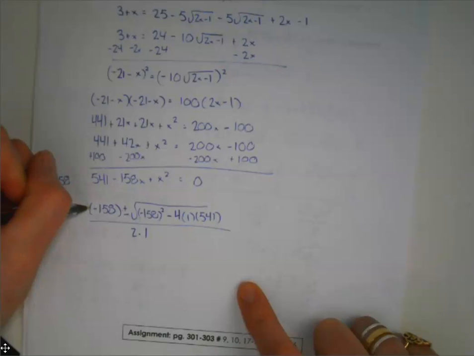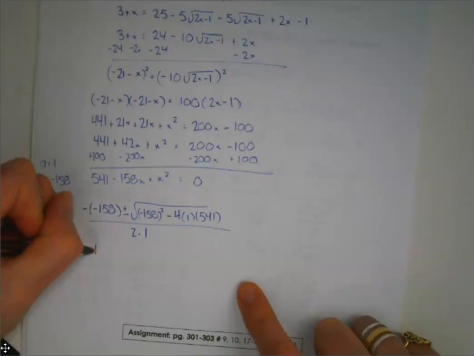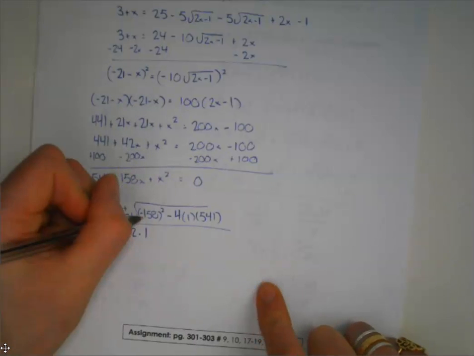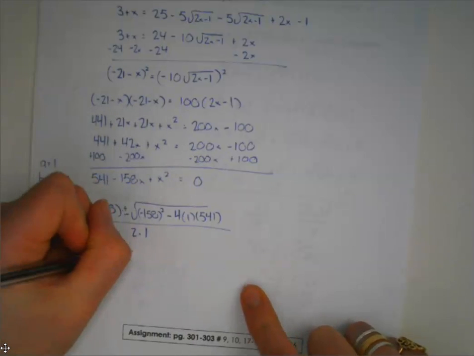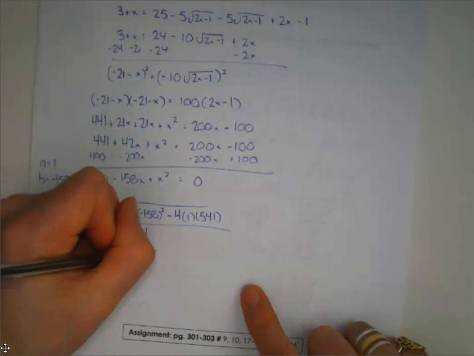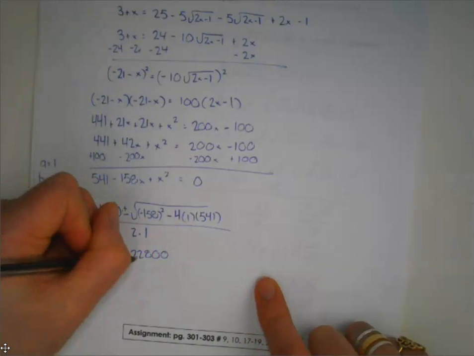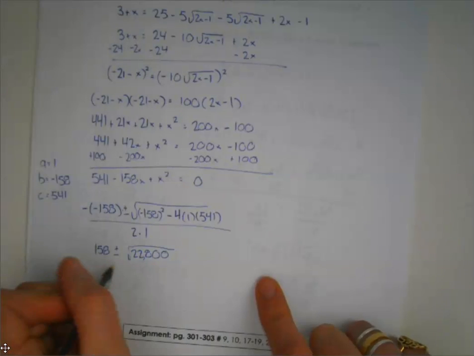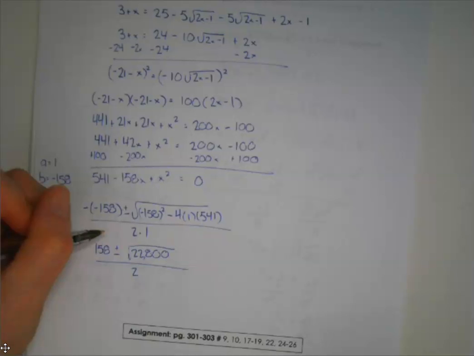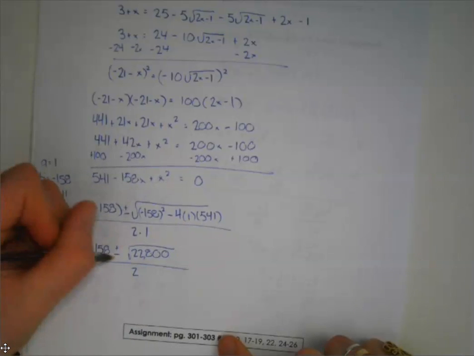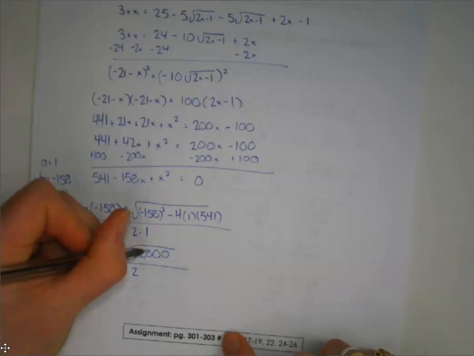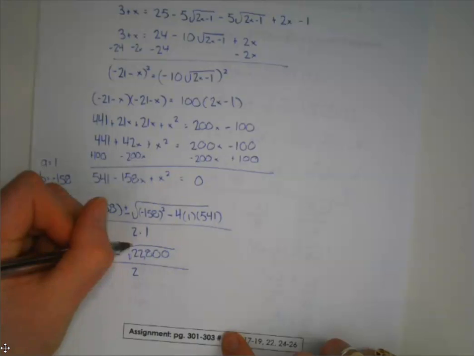Simplify that out really quickly, so we're going to have positive 158 plus or minus the square root of, when you do the math for all of that, you should get 22,800 square root divided by 2. Now we just want to factor out as much as we can here. So we're going to have 158 plus or minus. Can we factor this down at all?